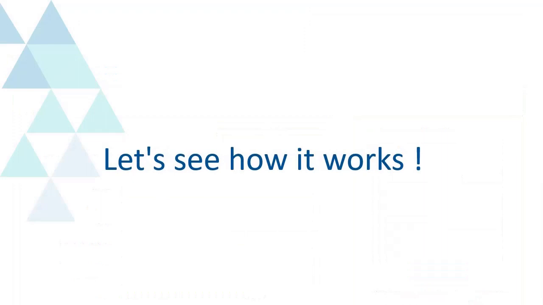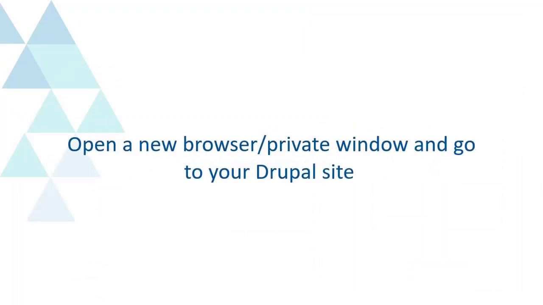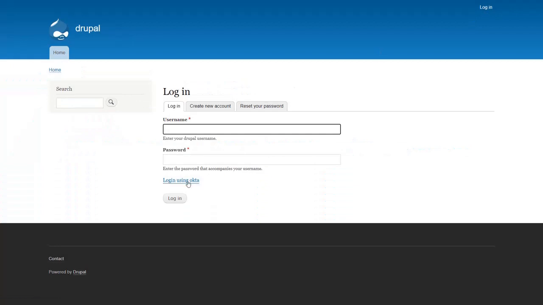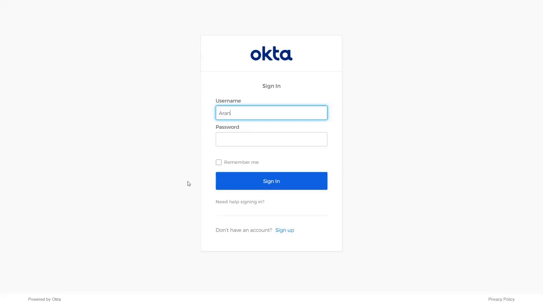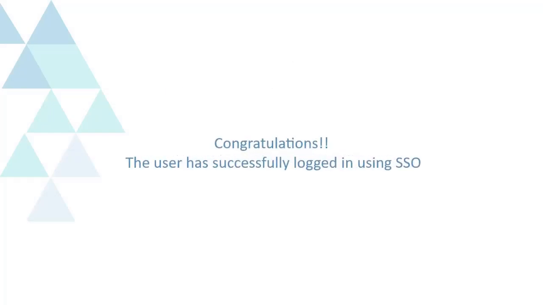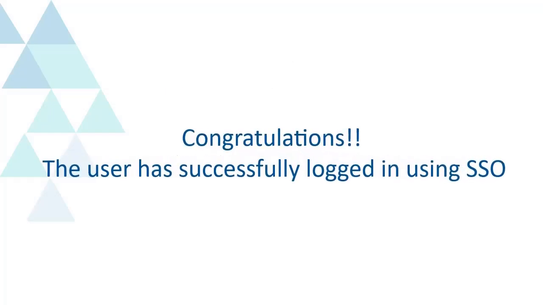Let's see how it works. Open a new browser or private window and go to your Drupal site. Click on the link to initiate the SSO from Drupal. Log in with your Okta credentials. Congratulations! The user has successfully logged in using SSO.